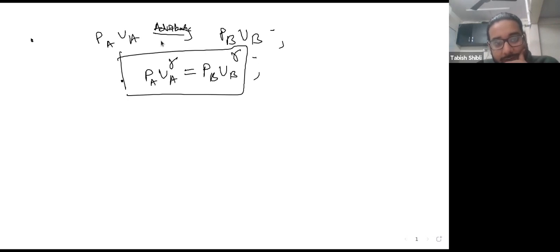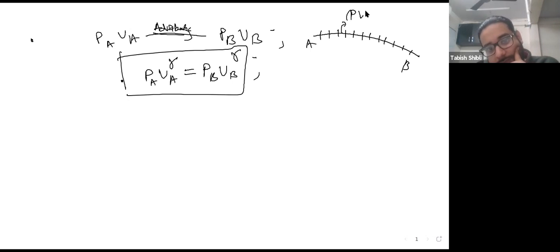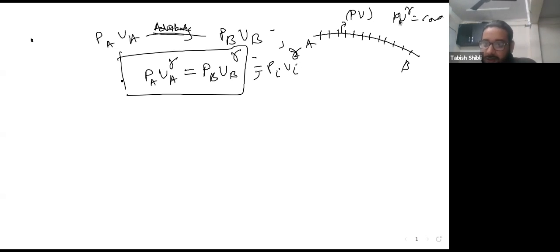And not only that, the whole process that I'm going through, if I'm going from A to B through this process, every single point here, every single state here, PV will also obey PV to the power gamma is equal to a constant. Will be equal to all the PiVi to the power gamma. Let's call this PiVi. Does that make sense? So an adiabatic process is a very, very particular process in which your pressure multiplied by the volume to the power gamma is a constant. And why is it a constant? We just derived why it is a constant.